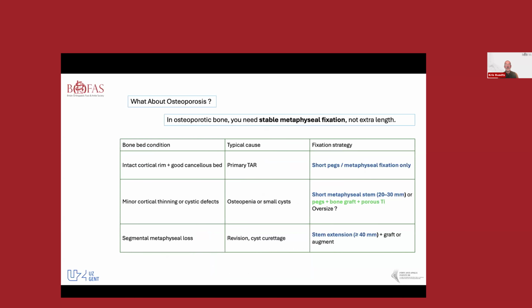So what do you see then about osteoporosis? With osteoporosis, you probably need more stable metaphyseal fixation, but it depends on the quality of the bone. If you have an intact cortical rim with good calcaneus bone, then probably you can use a primary total ankle. If you have minor cortical thinning or cyst defects, then you probably have osteopenia or small cysts, and then you need a short metaphyseal stem, or you can use a primary fixation of your implant with pegs and bone grafting. But if you have segmental metaphyseal loss, then you need stem extension and augments on your stems to get primary stability of the ankle joint.